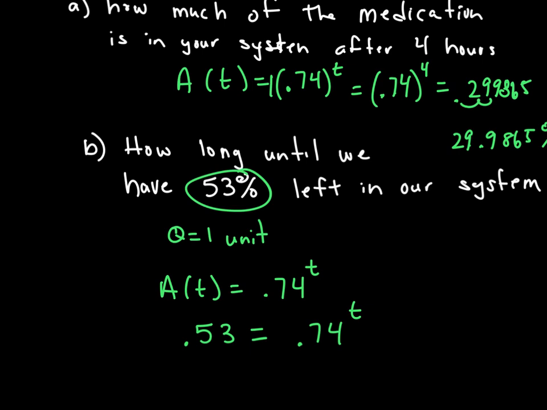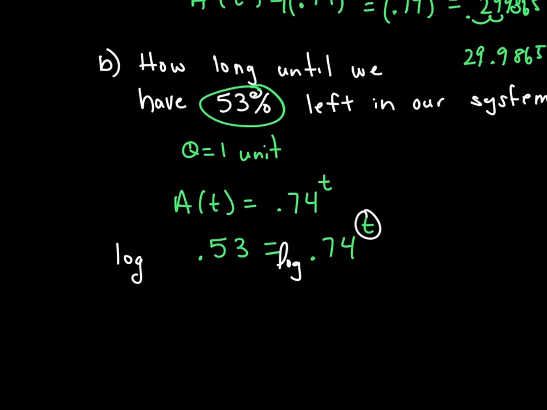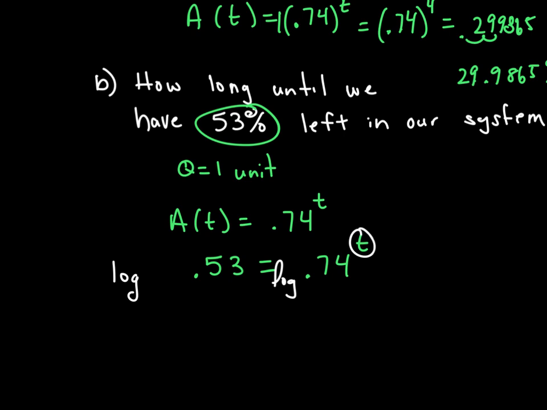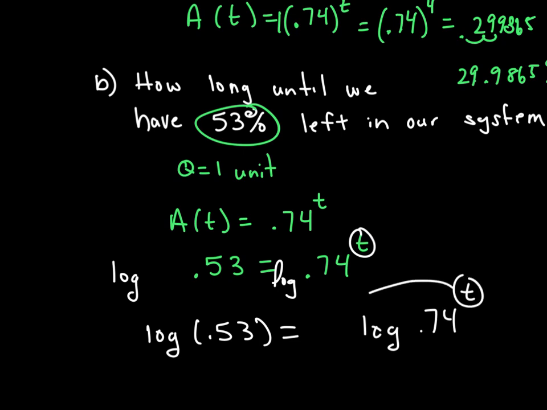Now this time, I have to solve for my variable T, this right here. The way we do that is by taking the log, and you can use the log base 10 or the natural log. You'll get the same answer either way. I'm just going to do the log of both sides. When I do that, I have log of 0.53 is equal to the log of 0.47 to the T. T, by the property of logs, comes right in front.